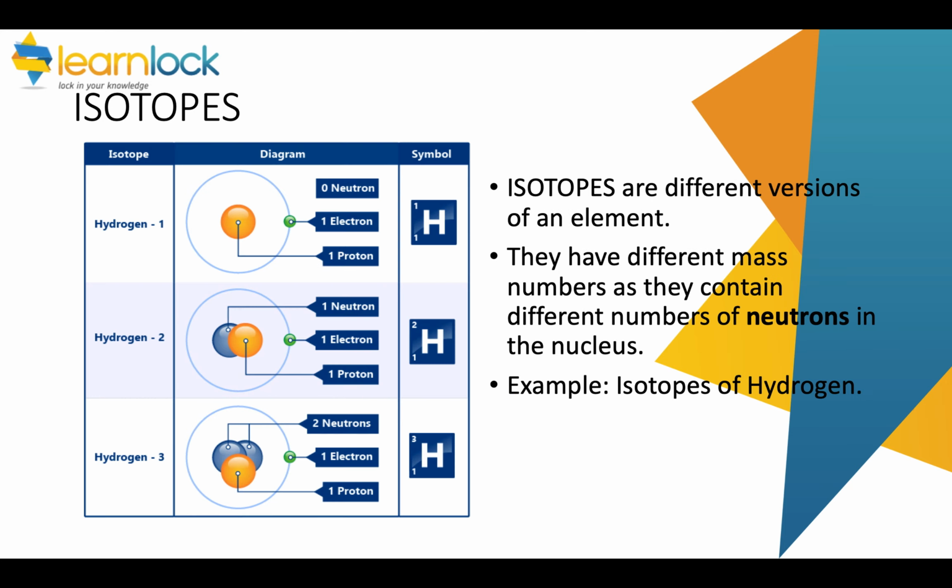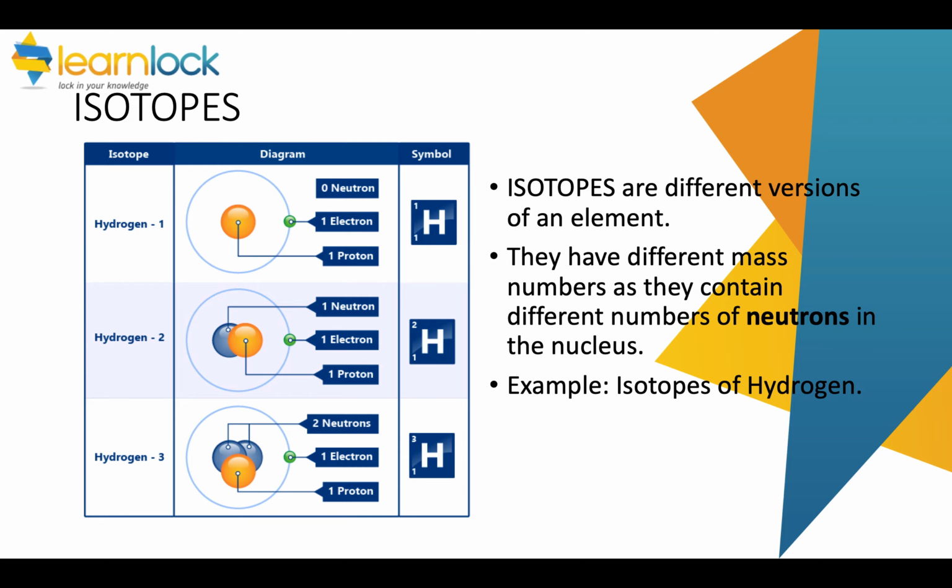So what are isotopes? Well, isotopes are a really important part of the radiation topic. They are basically different versions of an element. They've got the same atomic number, but they have a different mass number, and that's because they have a different number of neutrons in the nucleus.